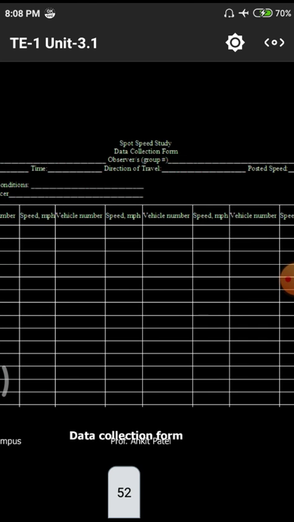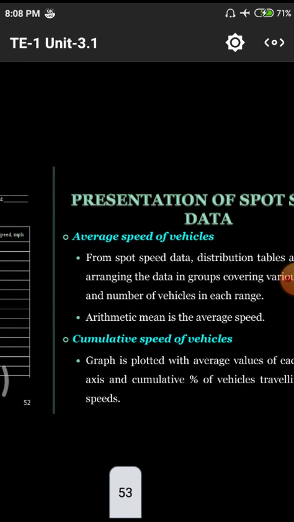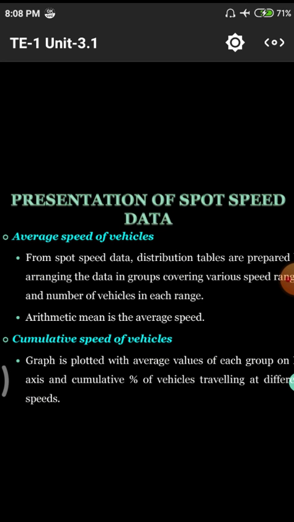Here we have vehicle numbers and speed with respect to meters per hour or kilometers per hour. They use these tally sheets to represent their collected data on a notepad. Normally they use different kinds of notes of these data for future purposes. Next, arithmetic mean is also the average speed. That means the arithmetic mean is the total of the vehicular speeds divided by the total number of vehicles. It will give the average speed of the particular road itself.